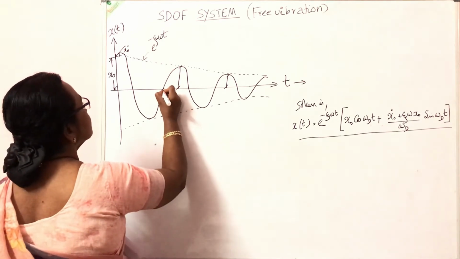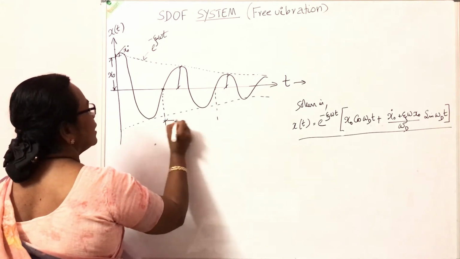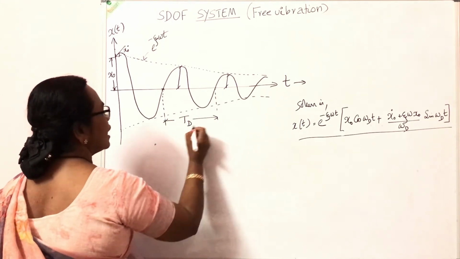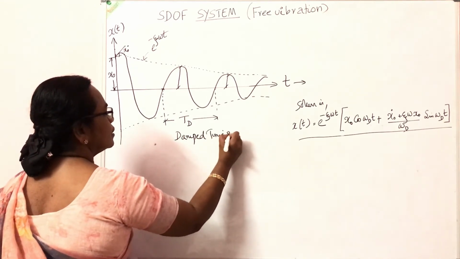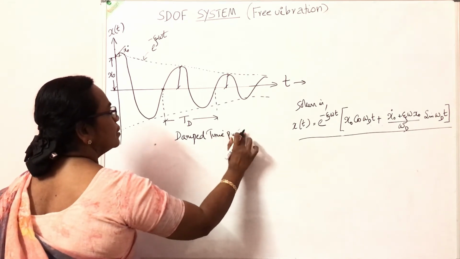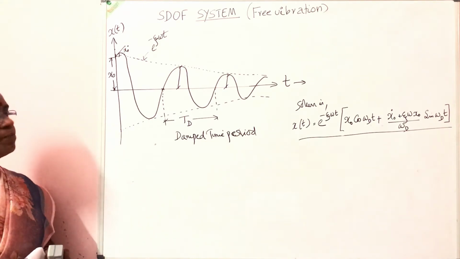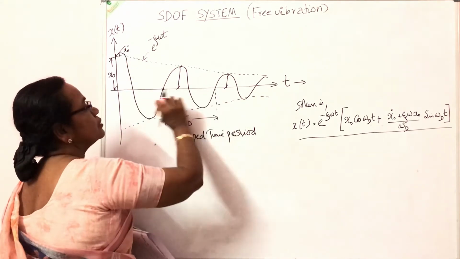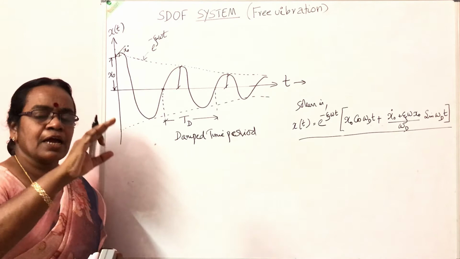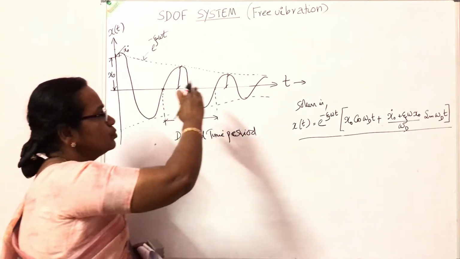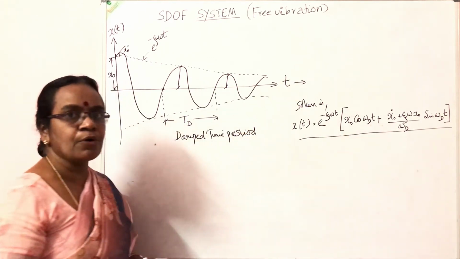The time for one cycle is called the time period, the damped time period. So for an underdamped system, this is the response x versus t. The response is oscillatory, and with time it exponentially decreases, the amplitude of vibration goes on reducing, and finally it decays out.